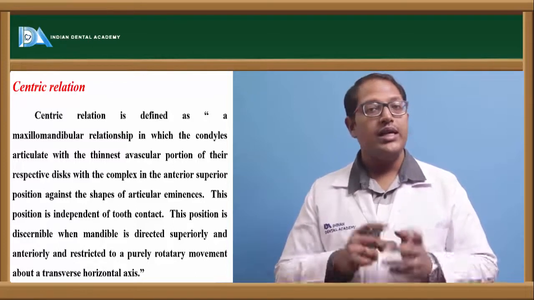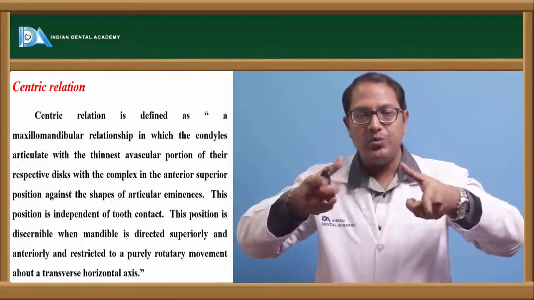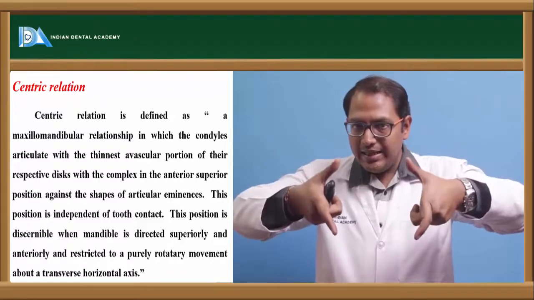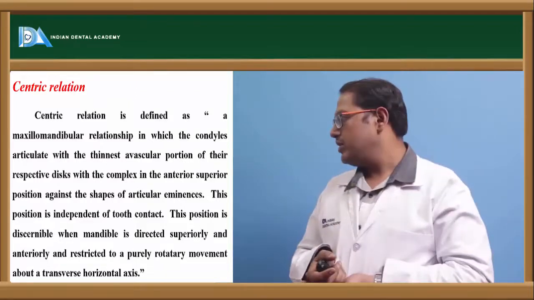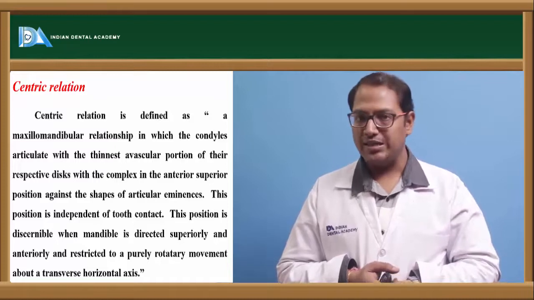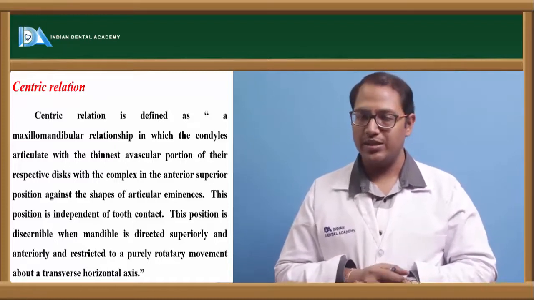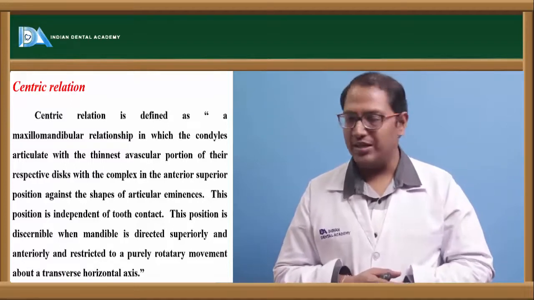That means it is not in the rearmost position. The condyle is in anterior superior position. It is anteriorly directed and superiorly directed. It is not in the back position anymore, as was thought. Against the shape of the articular eminence. Shape or slope, both words are used. So again, the slope or the shape of the articular eminences.